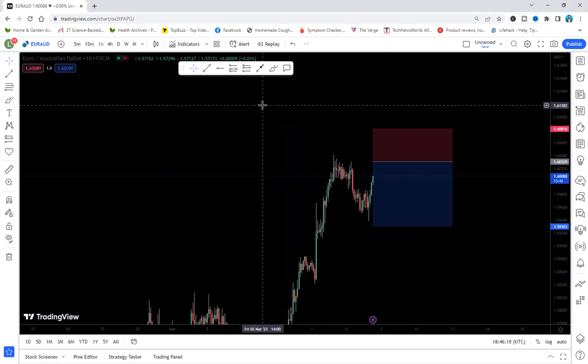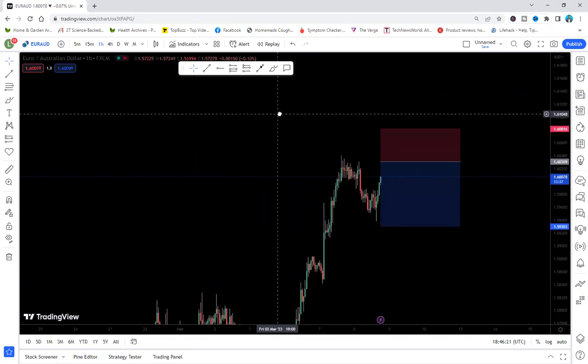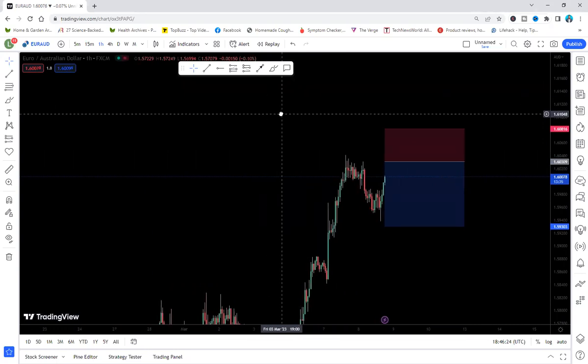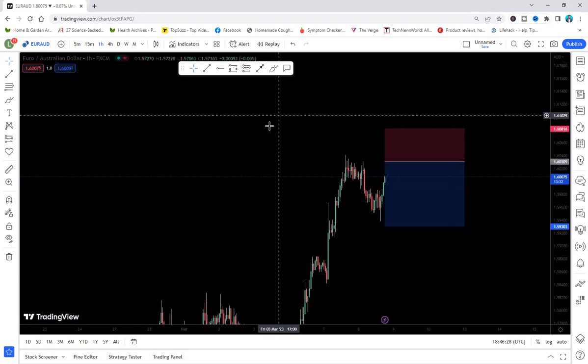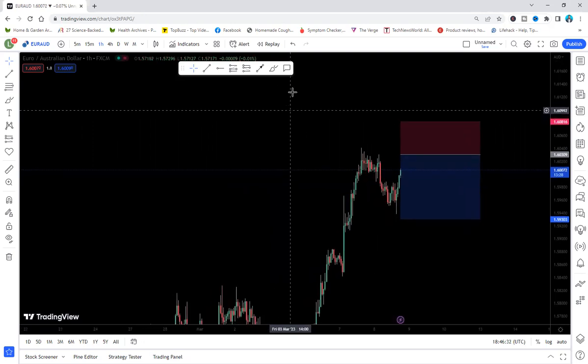Is that okay? So I'll see you after this trade ends. What I mean by end is whether it hits take profit or stop loss, then it means it has ended. So when it ends, we shall come back and do a review and we'll see the outcome together.